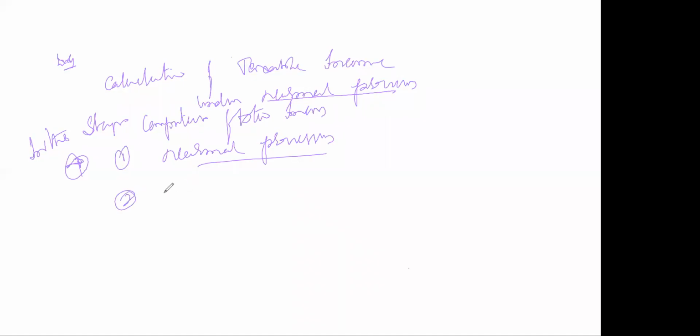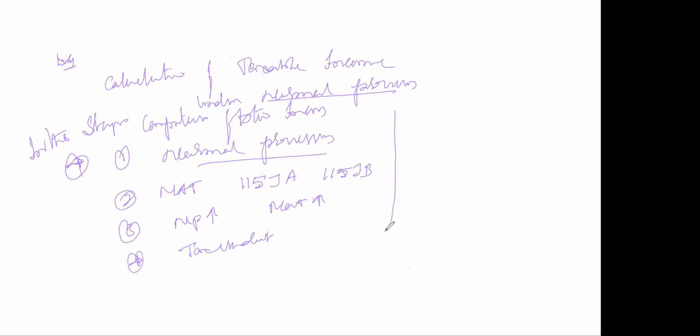The second one is we need to follow the MAT, that is 115JB or 115JA. Actually, first it was introduced as 115JA. Later it became 115JB. This we need to discuss now. Later the third one, that is tax credit difference, that is we need to identify whether normal provision is higher or MAT is higher, and the fourth one is the tax credit, calculating the tax credit. These are the steps we need to follow.